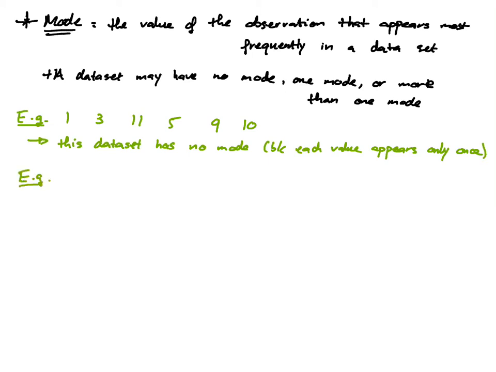Okay. Suppose I have a similar data set, so 1, 3, 11, but instead of 5 I have 3, and then 9 and 10. Then I have one mode, and the value of the mode in this data set is 3, right? Because 3 appears twice.